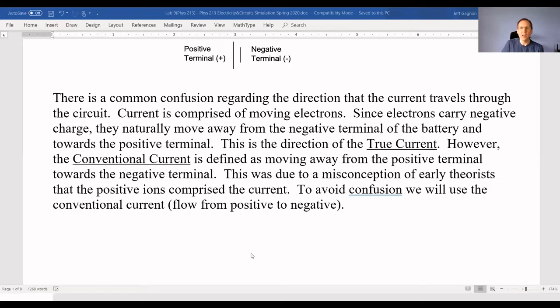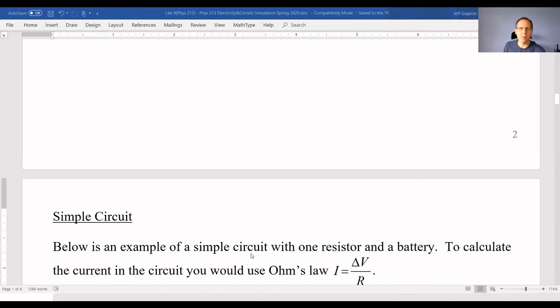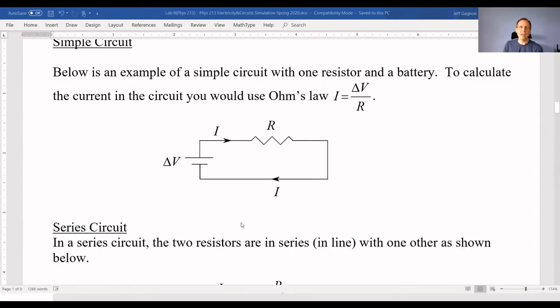So people tend to use the conventional current, and that's what we're going to use in this lab as well. So the conventional current, going back to this circuit, is going to be from the positive side of the battery to the negative side. The I here represents the current in this direction. It'd be like the current, in this case, moving clockwise around this circuit.